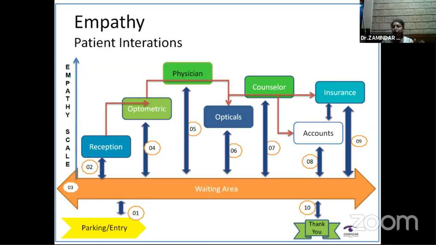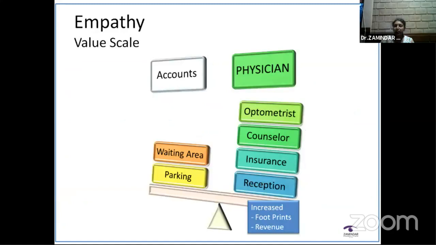This slide has a bearing. The empathy scale, which is plotted on the Y axis: the physician has to exercise a lot of empathy. That is why it is on top. This has a bearing on my next slide, which shows a weighing balance, accounts, waiting area, and parking. If somebody falters somewhere, it can be compensated by the physician, optometrist, or counselor, or in the insurance area or the reception. The physician takes the onus, being at the top notch. Exercising empathy will always help the institution flourish really well. We always increase our footprints, and of course, it generates revenue.